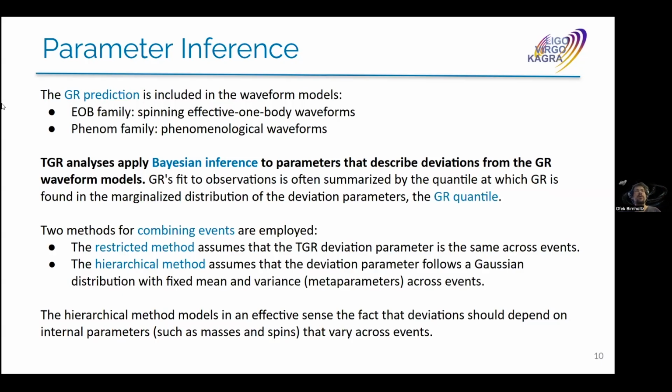We also combine results from different events, either in a restricted method, that is taking the deviation parameter to be the same for all events examined, or a hierarchical method, which allows for more flexibility for the deviation parameters, representing that we expect deviations could be dependent on physical parameters intrinsic to the system, that is the masses and spins of the involved objects.